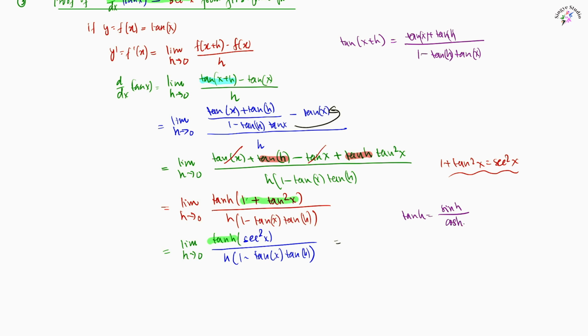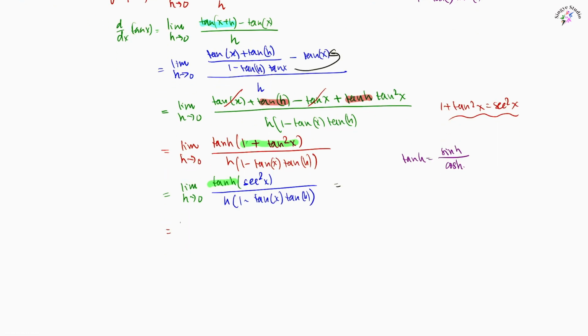Okay, by doing this we will get the limit as h tends to 0 of sine h, secant squared x divided by cosine h times h times 1 minus tangent h and tangent x.